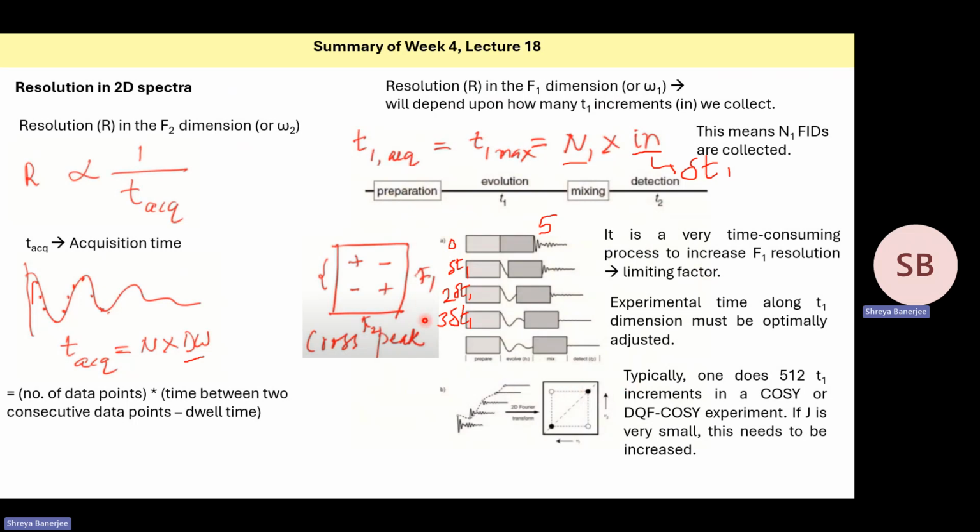So suppose from 5 FIDs we are increasing to 10 FIDs, then the entire experiment time has to increase by that much. So that is a very long time, and so it is a limiting factor to increase F1. Typically, one does 512 increments of T1 in a COSY or DQF COSY experiment. If you need more resolution, more can be done as always. So the greater the number of FIDs you collect, the greater will be the resolution.